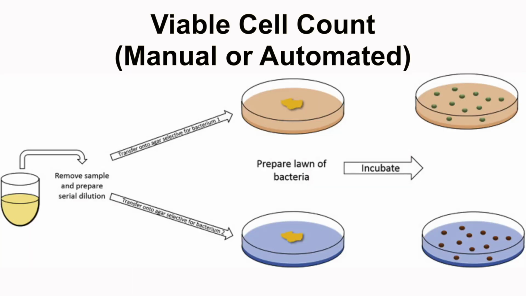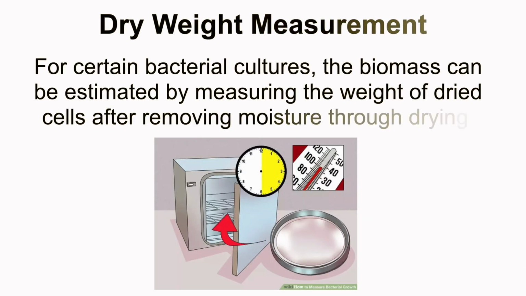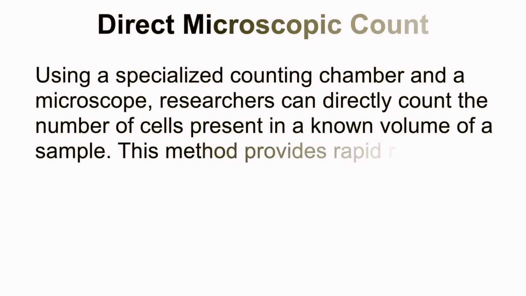Third one is the viable cell count. Viable cell counting involves directly counting individual viable cells using microscopy. Automated cell counters streamline this process by using image analysis algorithms to quickly count cells in a sample. Fourth one is dry weight measurement. For certain bacterial cultures, the biomass can be estimated by measuring the weight of dried cells after removing moisture through drying.